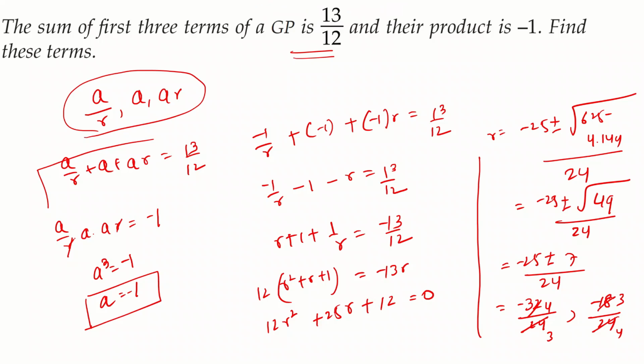Oh, sorry, this is minus 4 by 3. Okay, I thought this is minus 3 by 4. So the answers are minus 4 by 3 and minus 3 by 4. These are my common ratios.